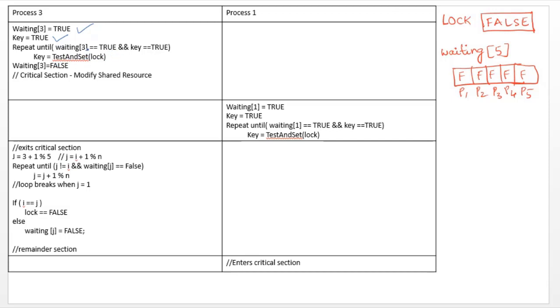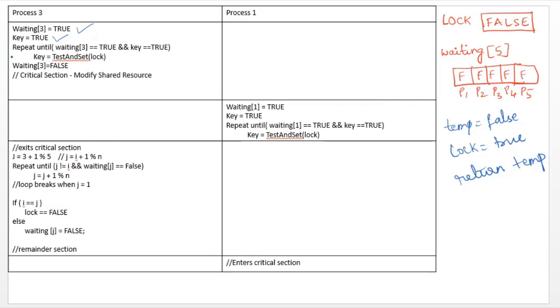And how does the test and set instruction work? It will check the lock value and return the lock value back to the calling process after setting it to true, after writing true in the lock. So what does test and set do? I repeat, it will take the current lock value into some temporary variable, then it will set the lock value to true and return the old value back to the process. So what is the old value returned now? False. So process P3 receives false because initially lock is false.